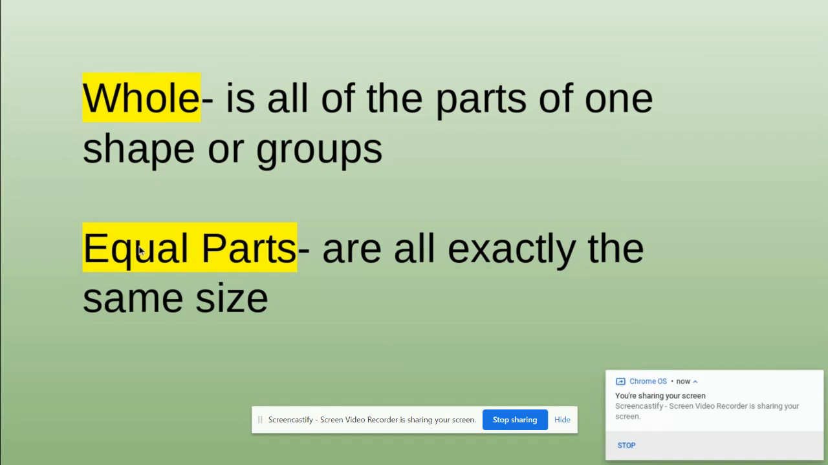Equal parts are all exactly the same size. Going back to that pizza again, hopefully anyway, your pizza is cut up into 8 slices. Each slice is about the same size. It's exactly the same size. That's the goal.